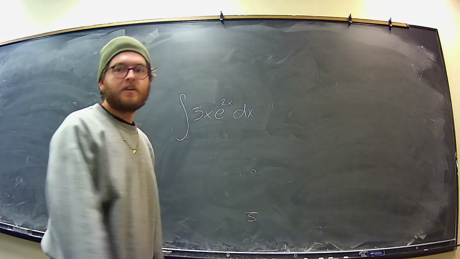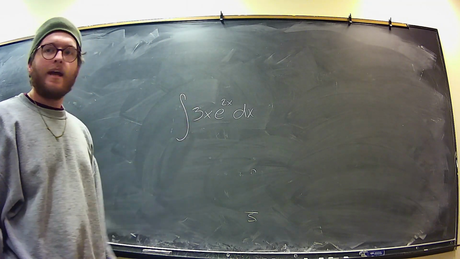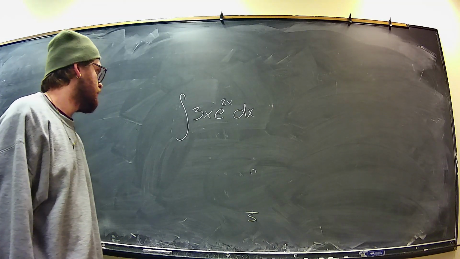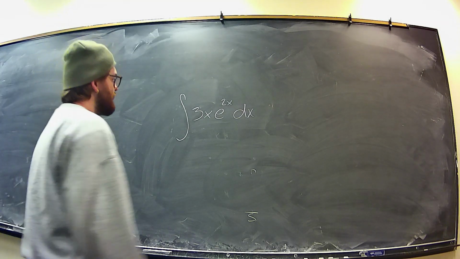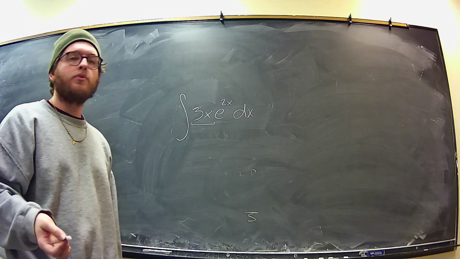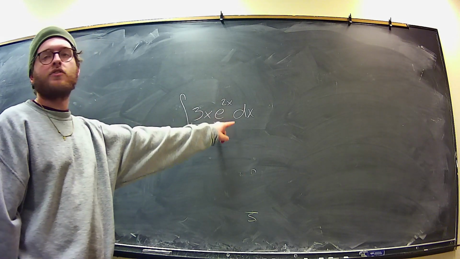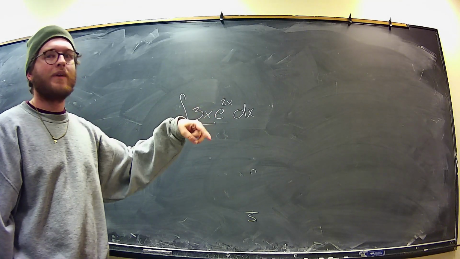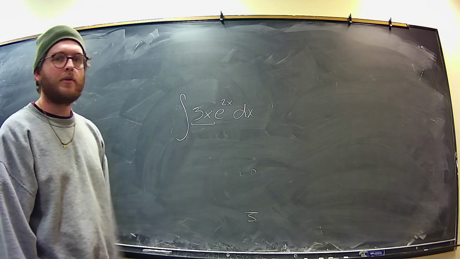Alright, so the next example we're going to look at is the integral of 3x e to the 2x. What I'm going to do here is let this 3x be our u, because then we get a simple du, versus if e to the 2x was u, then du would be 2e to the 2x dx, which would be a little clunky when we go to put it into our integral.